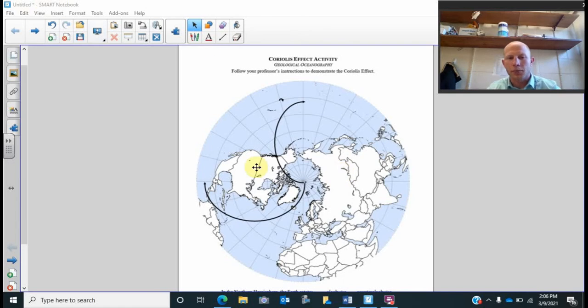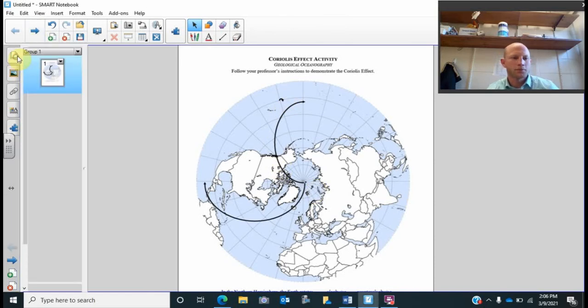And so you'll see that I've got a couple arrows drawn right here that start here at the North Pole, and then they move down and around. As I move down here, it moves down and to the right. As I move this, it moves down to the right. These are wind patterns.